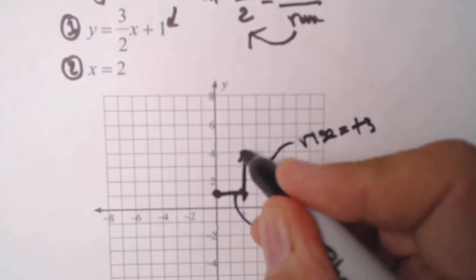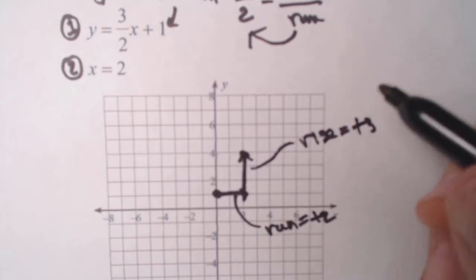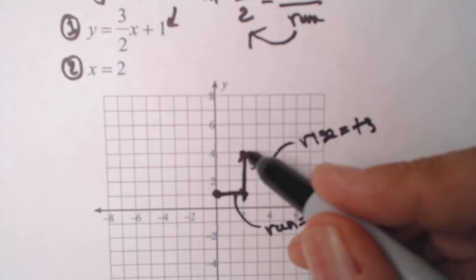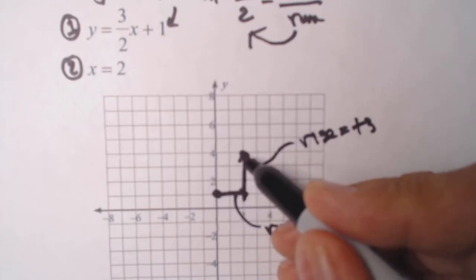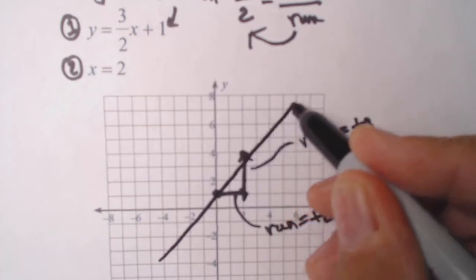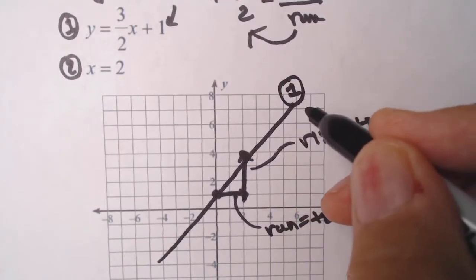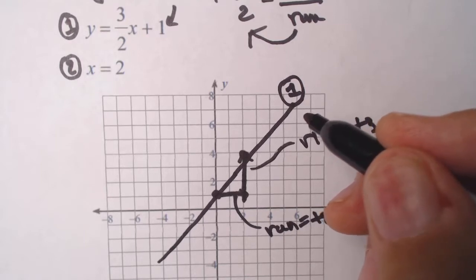At the end of that second arrow, as you remember from your graphing, that is another point on the line. So just get your ruler out and connect these guys up. And there is the graph of equation number 1.